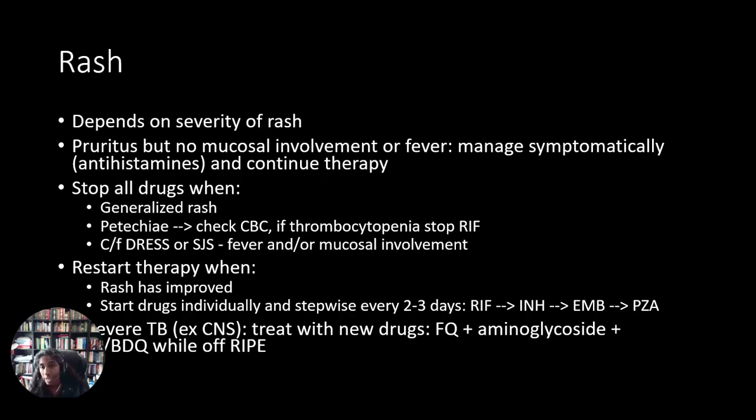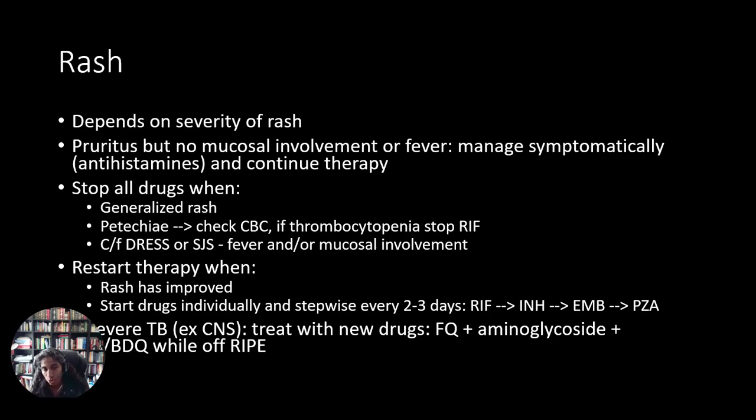If they develop petechiae, we stop and check a CBC, and if there's thrombocytopenia, we stop the rifampin because that's the most likely culprit. If there's any concern for DRESS or SJS with fever or mucosal involvement, then we need to stop all drugs. We restart therapy if the rash has improved and there's no concern for DRESS or SJS, and then we start the drugs individually and stepwise every 2 to 3 days.